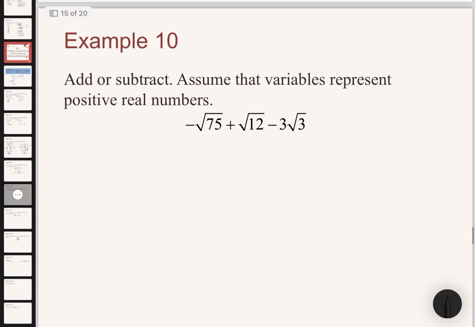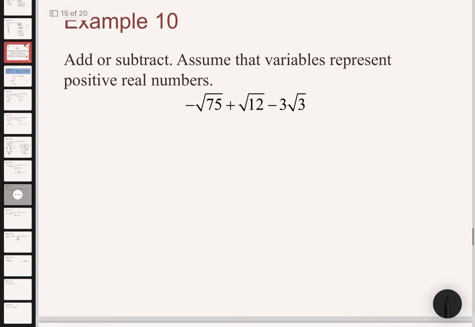All right, try this one out on your own. Obviously, I can't force you to because I'm not there, but try this one out on your own. Pause the video and then come back and see if you got the same thing. Otherwise, I'm just going to keep talking. So it feels like you've paused the video.